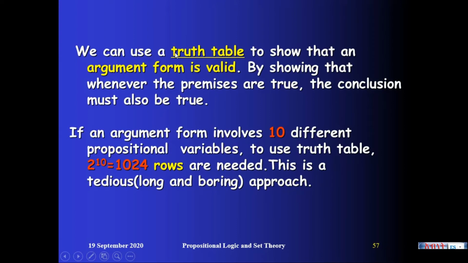But I don't prefer to use a truth table because, look at this, we can use a truth table to show that an argument form is valid or invalid by showing that whenever the premises are true, the conclusion must also be true. But if an argument form involves different propositional statements, for example 3 variables, 2 to the power of 3 is 8 rows, it may be handled. To the power of 10, look, so many rows are needed. This is a tedious, long and boring approach. We may use an argument which involves 3, 4, 5 variables, even 2 to the power of 5, 32.